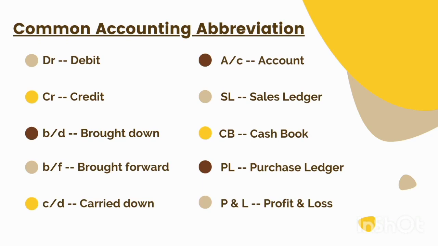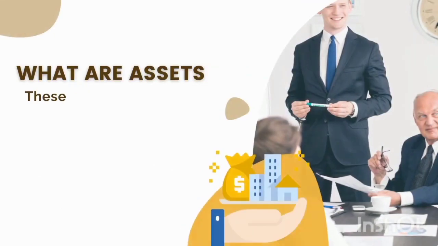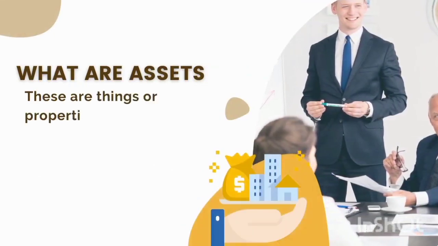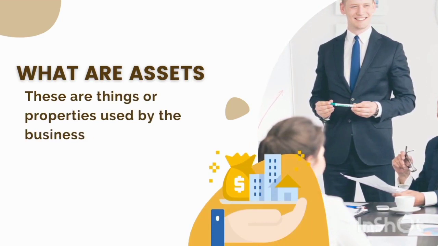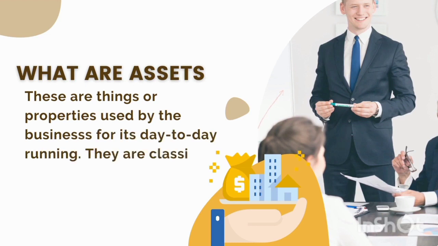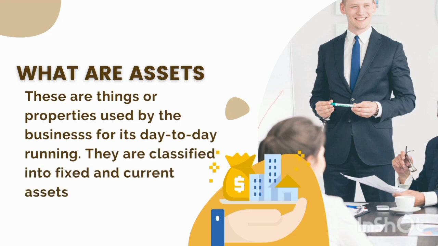Now let's proceed to assets. What do we mean by asset? They are the things or properties used by the business for its day-to-day running. Those items you are using for the daily running of the business are known as assets. We classify them into fixed and current assets. The fixed assets refer to those buildings, structures, furniture that you are using, while the current asset refer to things like cash, whether in bank or what have you, that you use for the daily running.